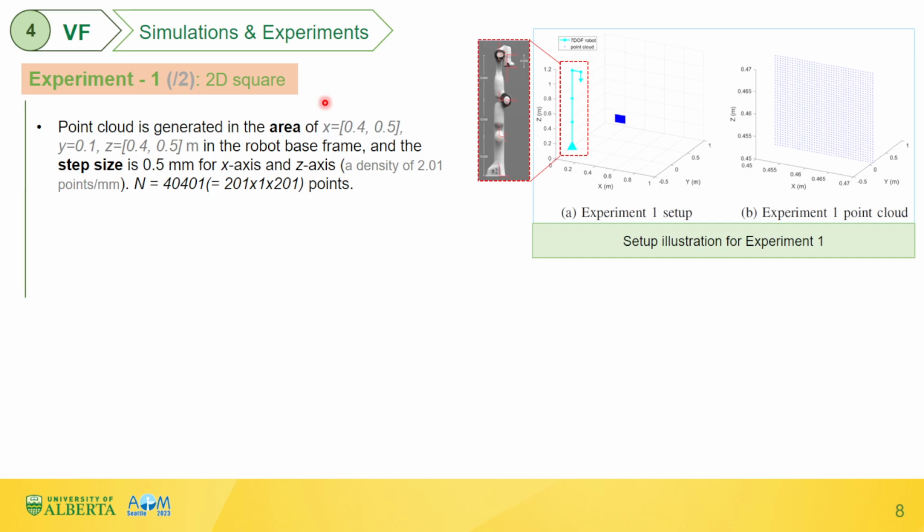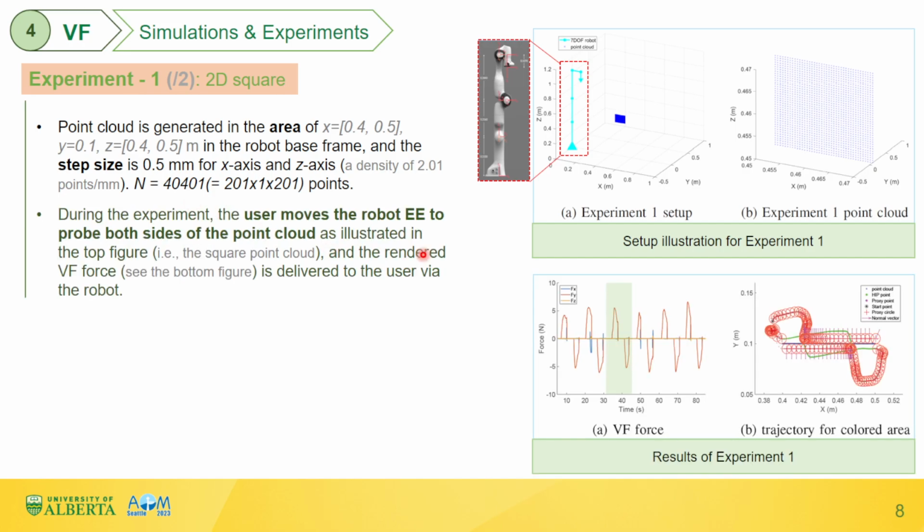There are two experiments designed in this work. In experiment 1, a set of point clouds in a 2D square shape is used. The point cloud is generated in a specific area in the robot base frame. About 40,000 points are generated. During the experiment, the user moves the robot end effector to probe both sides of the VF generated from the point cloud, as illustrated in the top figure. And the VF force is rendered accordingly and delivered to the user via the robot.